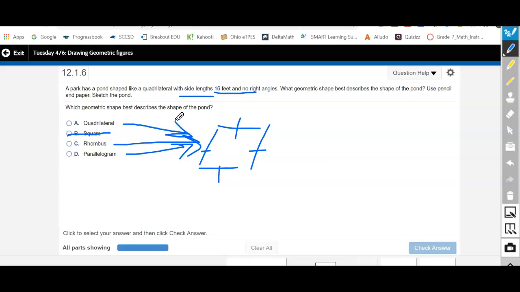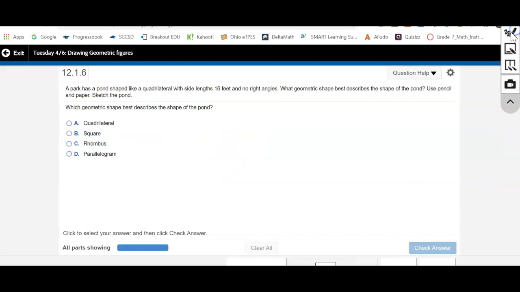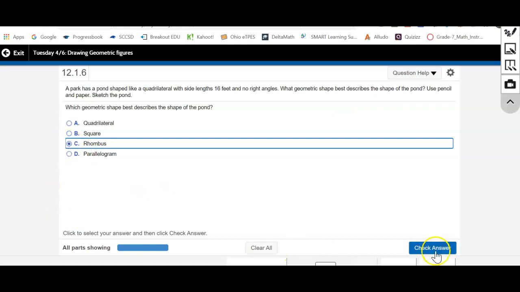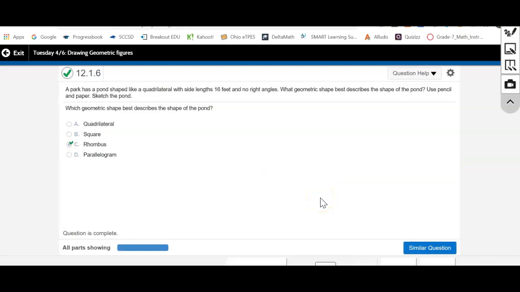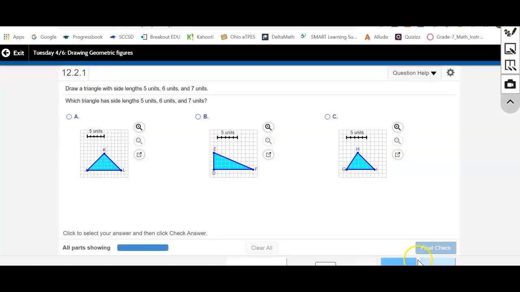Now, if it said what's the most specific, we would just choose rhombus. But it just says, well, it does say which geometric shape best describes the shape of the pond. So in that case, it should be just that because that's the best. But if it says what are all the different names, so there's a couple different wordings on these. This one, which one best describes? So I have to pick the one, the most specific. If it says any, what are all of them? Click them all.